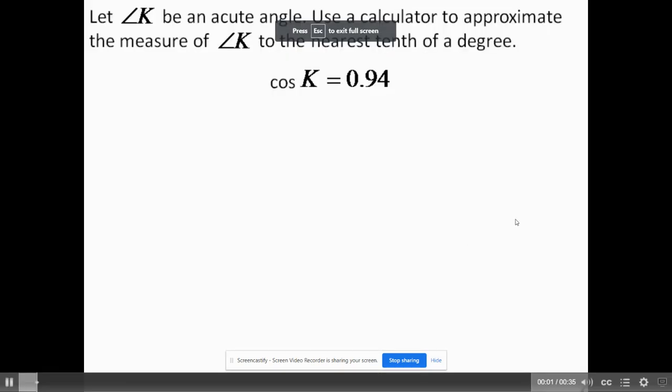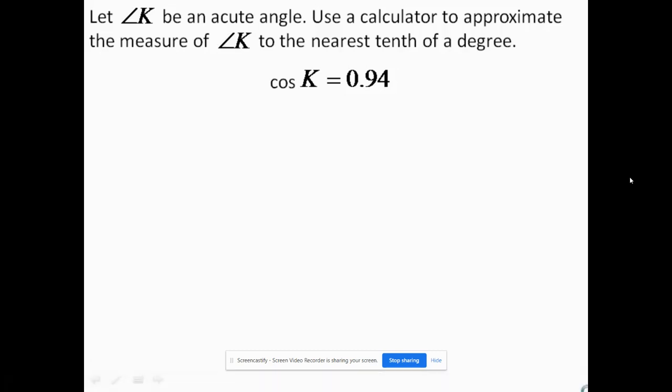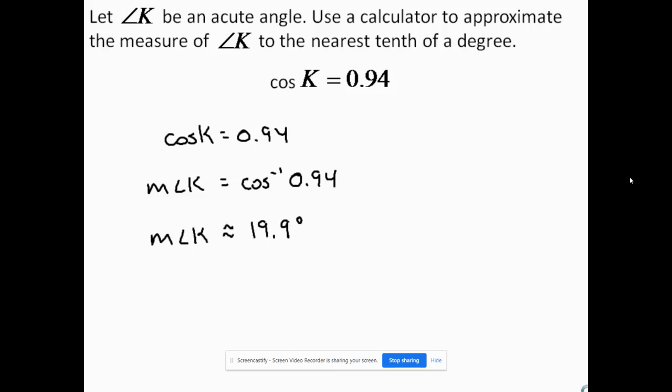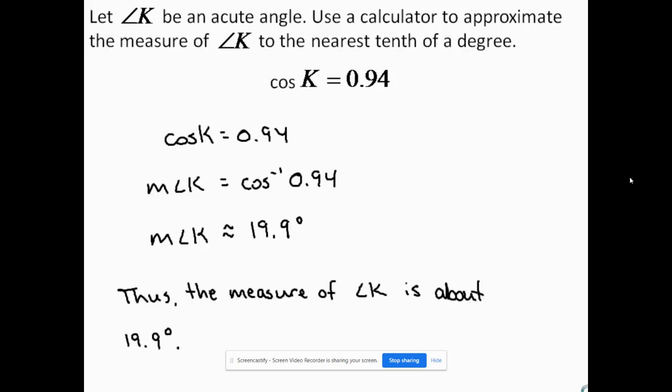Let angle K be an acute angle. Use a calculator to approximate the measure of angle K to the nearest tenth of a degree. The cosine of K equals 94 hundredths. You are given that the cosine of K is 94 hundredths. You can use the inverse of cosine to find the angle measure. So the measure of angle K equals the inverse of the cosine of 94 hundredths. Use a calculator to approximate the measure, which gives the measure of angle K is about 19 9/10 degrees.